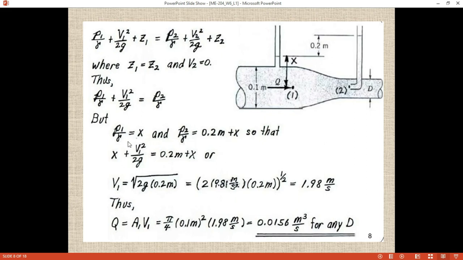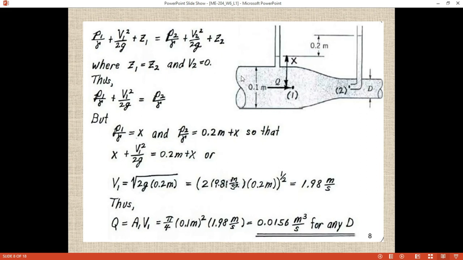We insert the values of P1 and P2 in this equation, and it finally reduces to V1 is equal to the square root of 2g into 0.2. Finally we got the velocity, 1.98 meter per second. Now the velocity is known, we can easily calculate Q. By using V1 and A1 we calculate the flow rate.